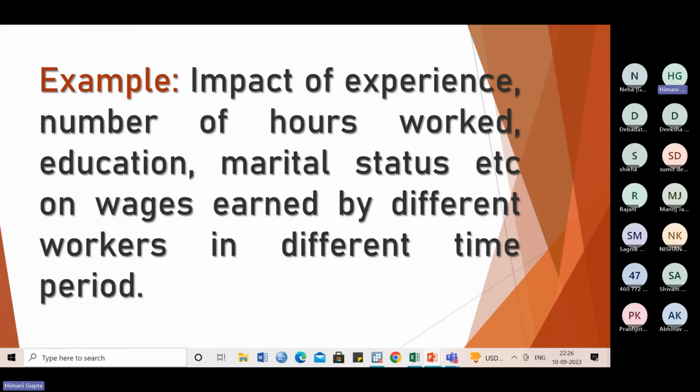I have already given you these examples: the impact of experience, number of hours worked, education, and marital status on the wages earned by different workers at different time periods. Obviously, marital status is not going to change. If a person is married, they will remain married throughout the time period that we are taking. So we can demean such things.